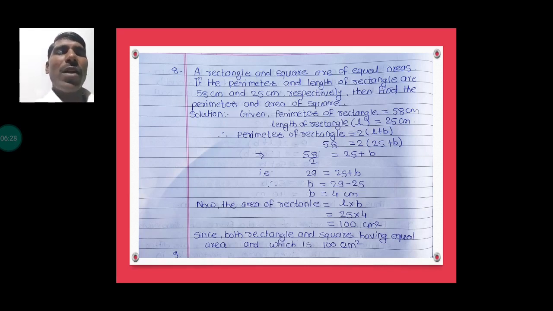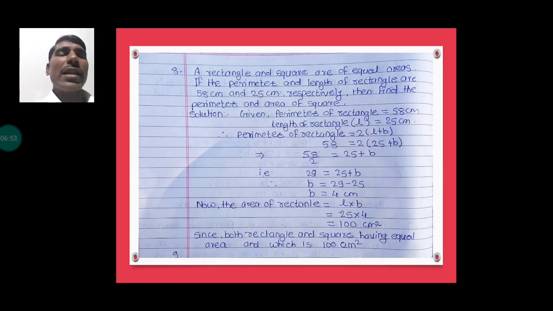So what they have given is the measurement of a rectangle, and they ask for the measurement of a square. Only one relation they have given: the area of that rectangle and square is equal. So let's start the solution.